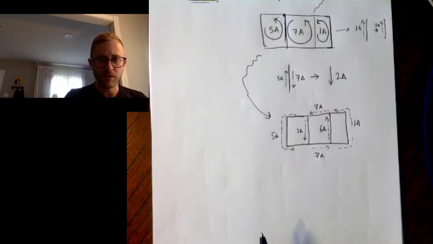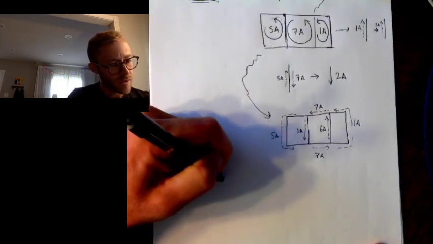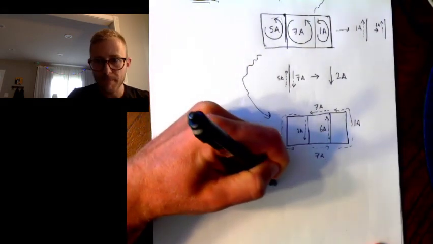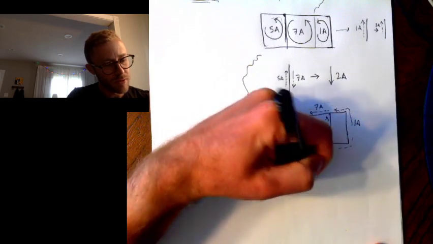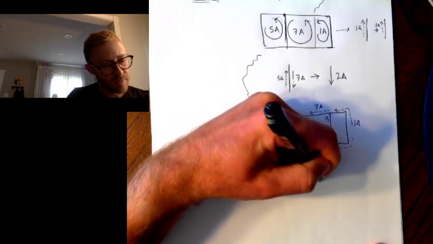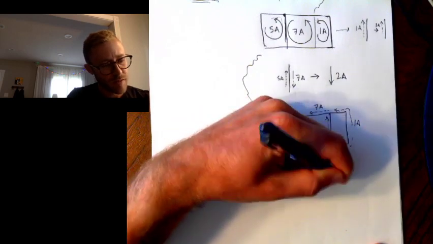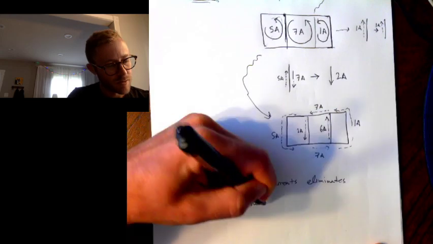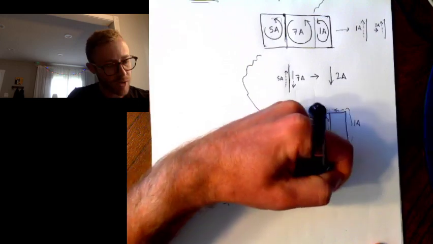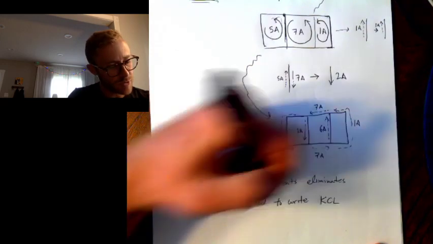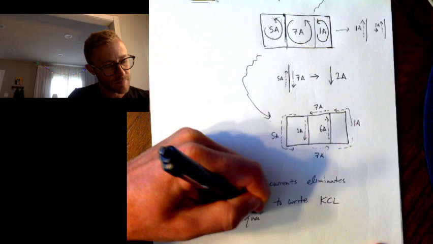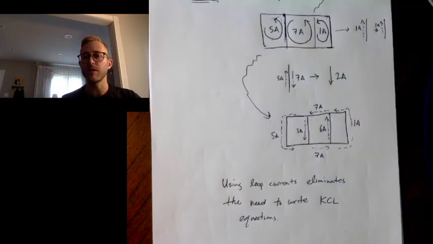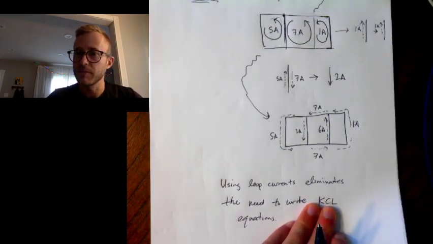So the lesson is using loop currents eliminates the need to write Kirchhoff's current law equations. So that's why we can analyze things with loop currents.